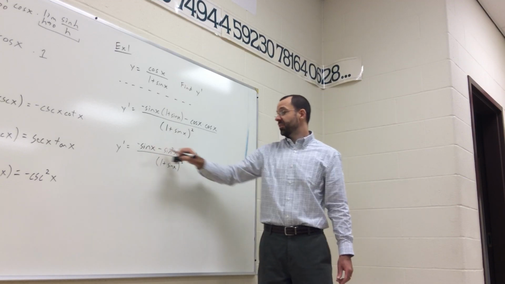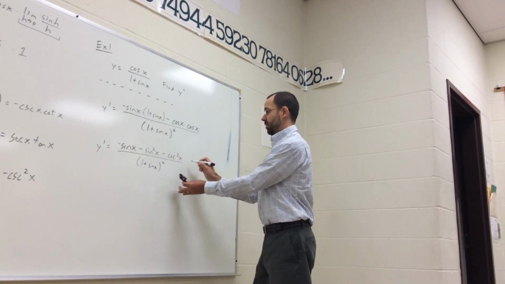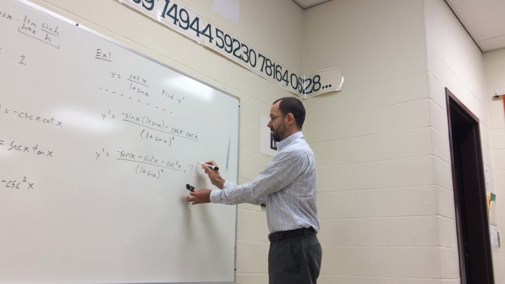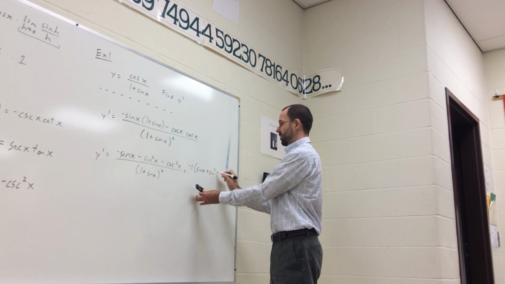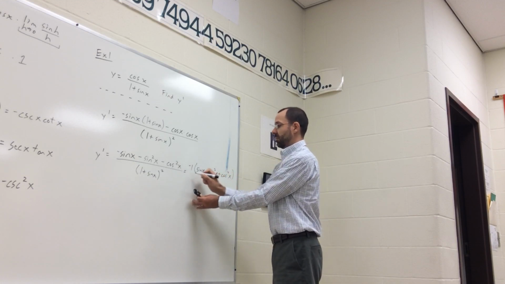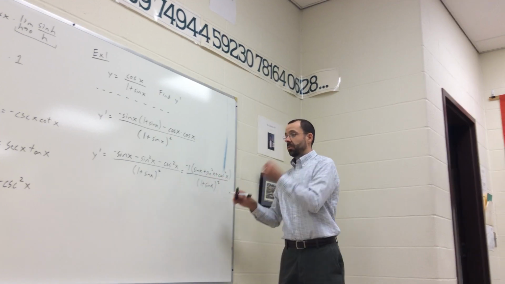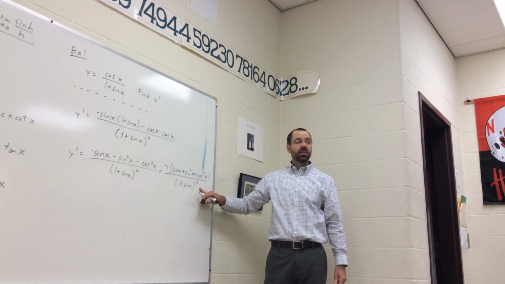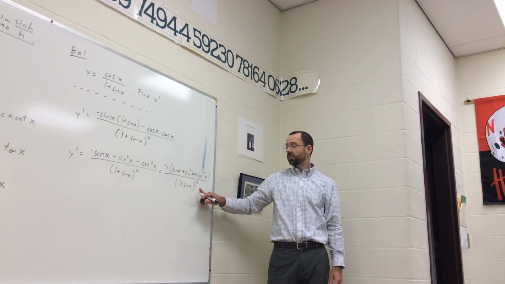Okay, now since everything on top is negative, I'm going to factor out the negative 1. So this is negative 1 times sine of x plus sine squared plus cosine squared. So from that step to that step, I just got the negative out of the way there.